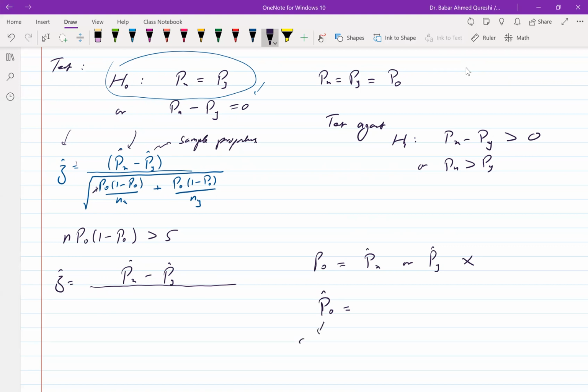So what is this? This is the sample point estimate of the population proportion, which is assumed to be the same for px and py, but some information is coming from the sample from population X and some information from the sample from population Y. So I make a weighted mean.